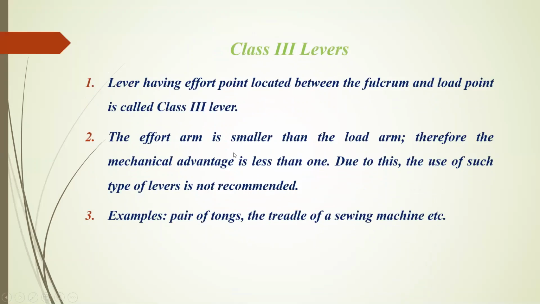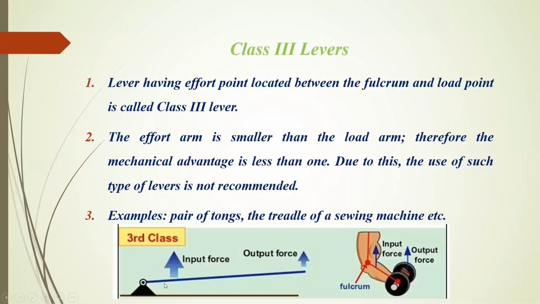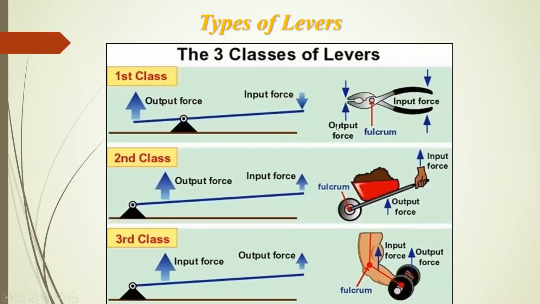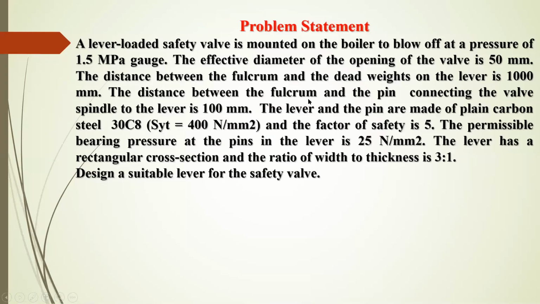And the third type of lever, where the fulcrum is at the left side, but instead of the input force at the end, the input force is in between the output force and the fulcrum. That is the third case, which is generally not used for engineering applications. Generally the first two, class 1 and class 2 levers, are used widely in engineering applications, and type 3 is avoided because here the mechanical advantage is less than 1. So today we will discuss a numerical on how to design the lever.